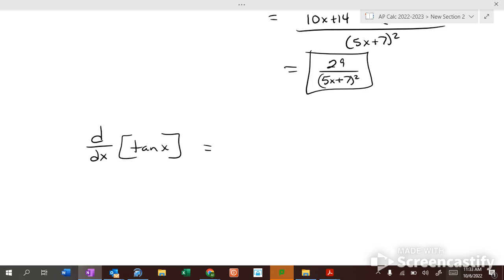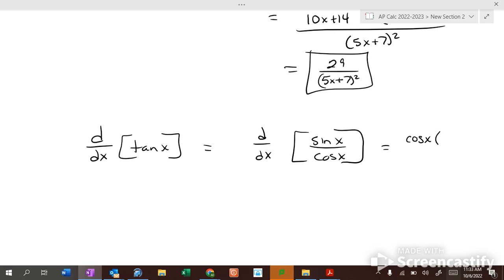The first derivative of the tangent of x is the same as the first derivative of what over what? Sine of x over cosine of x. If I had sine of x over cosine of x and I didn't have tangent of x, I would have to use the what rule? Quotient rule.